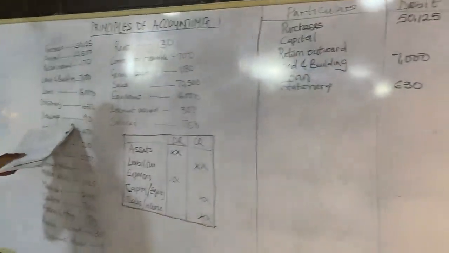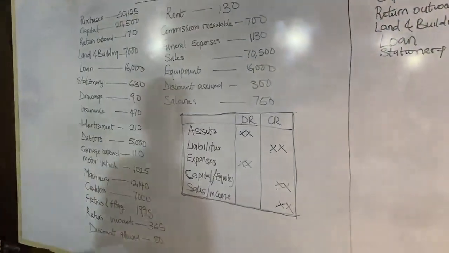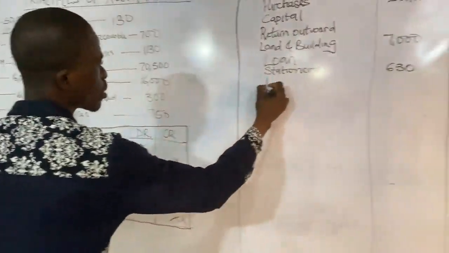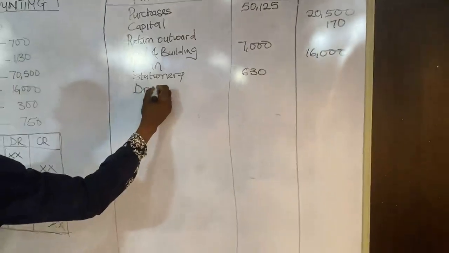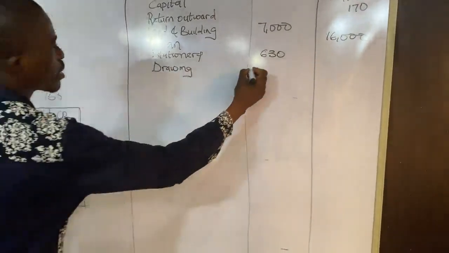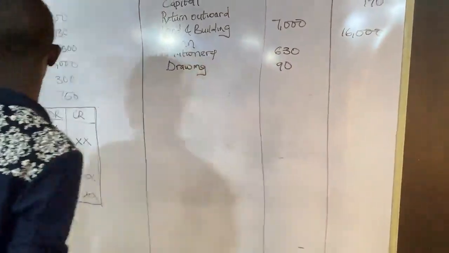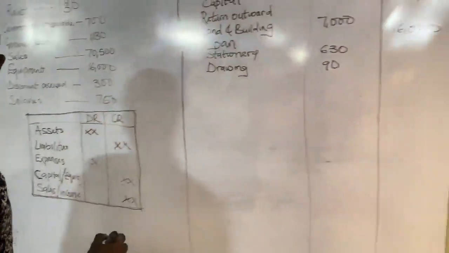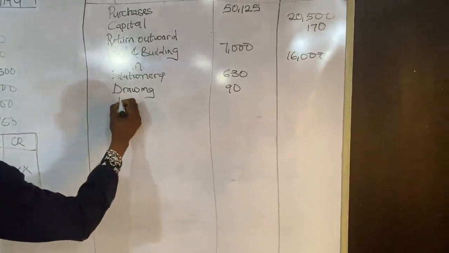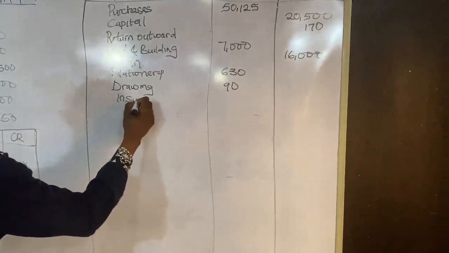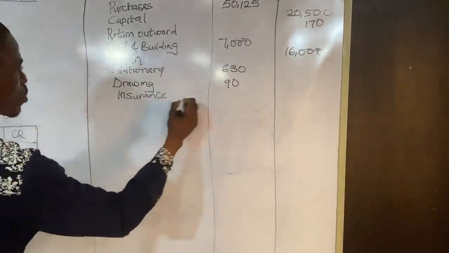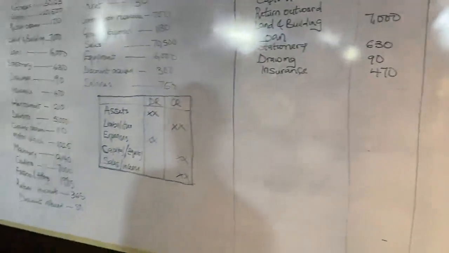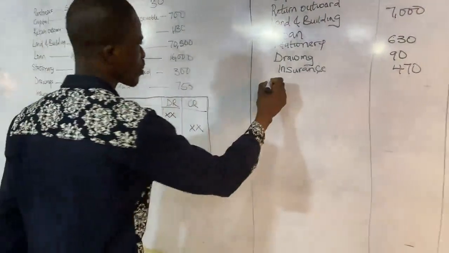Drawings. Also drawings that we have, 90 naira. Drawings too is treated as an expense; you spent it, 90 naira. Insurance, also an expense, which is 470. Advertisement, 210, also an expense.